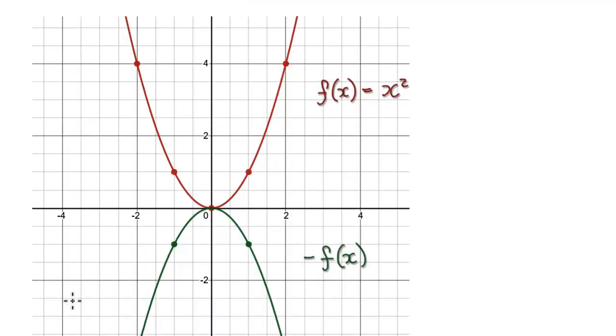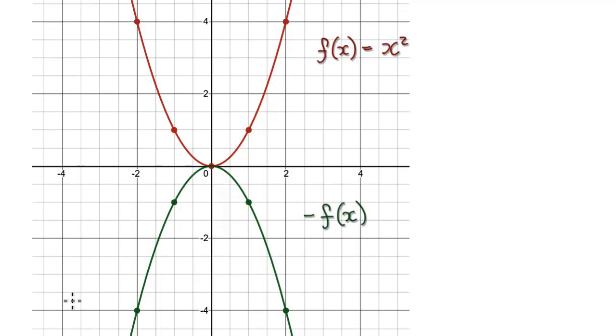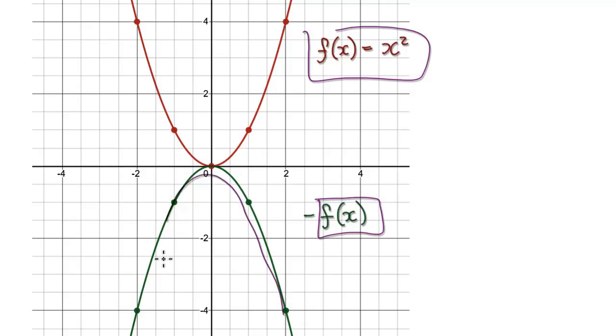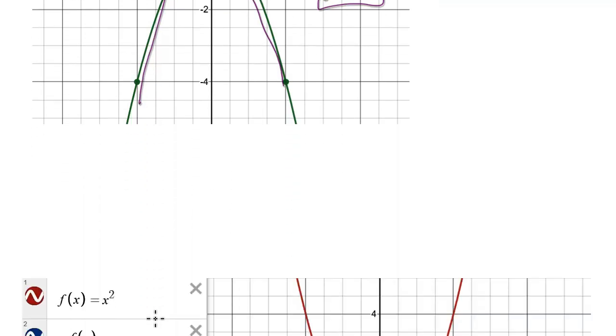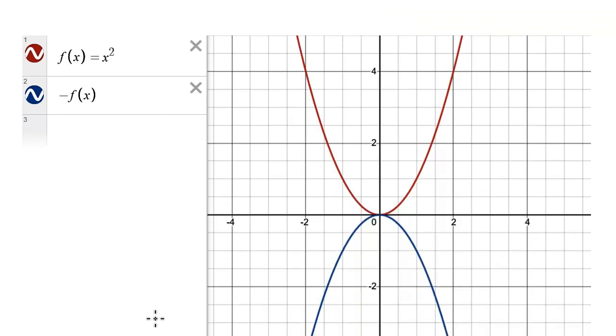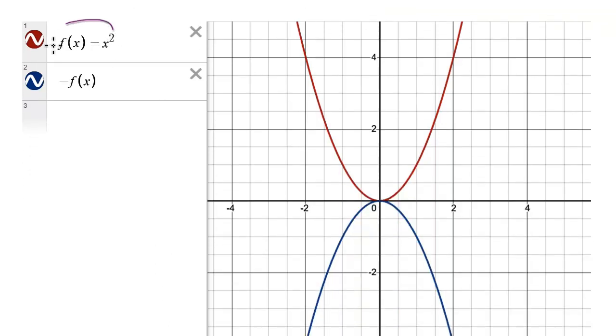So if you have a function f of x equals whatever, if you have a negative version, it will just turn it upside down. So if you jump to Desmos and punch this in, f of x equals x squared, that will then give you this red line. But then by you doing this minus f of x, it will automatically draw the negative version. It will just turn it upside down.